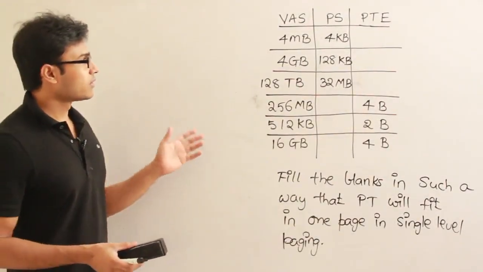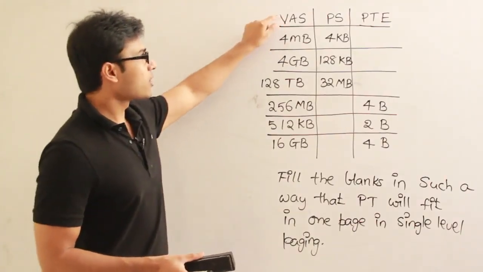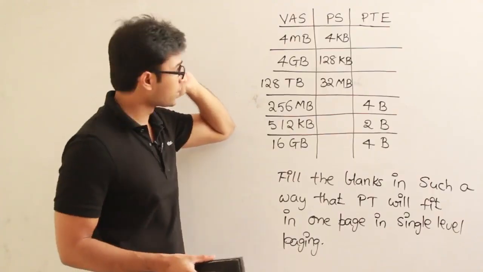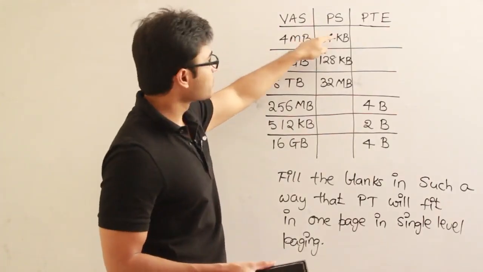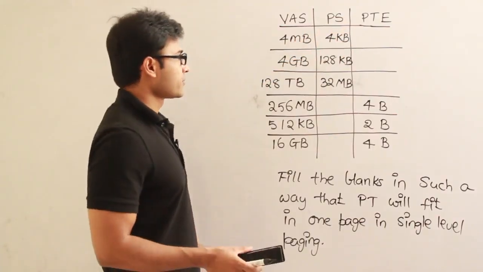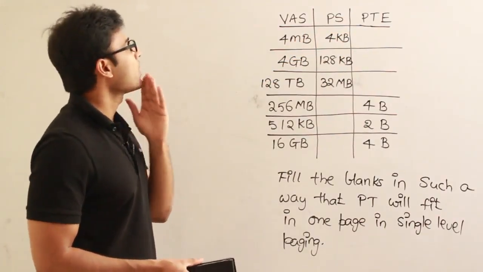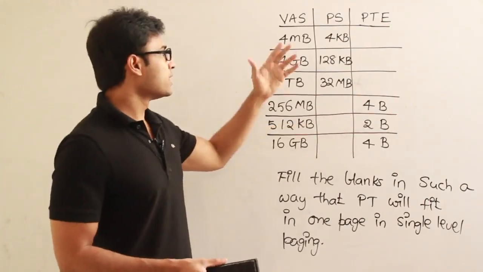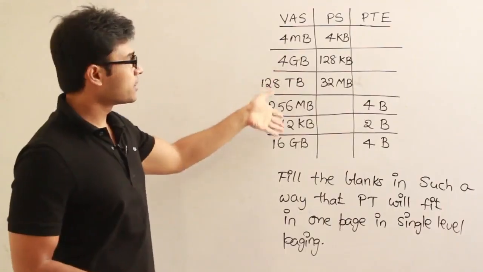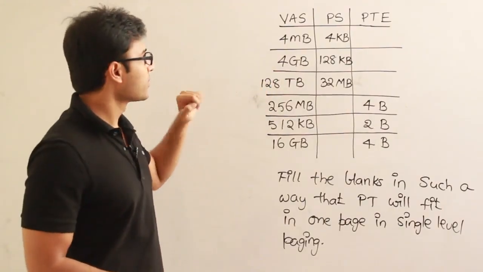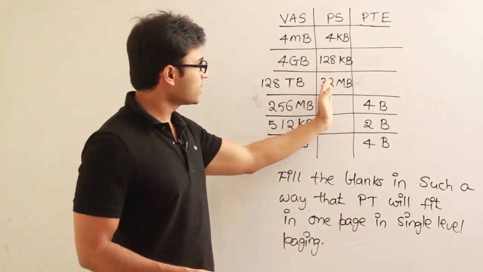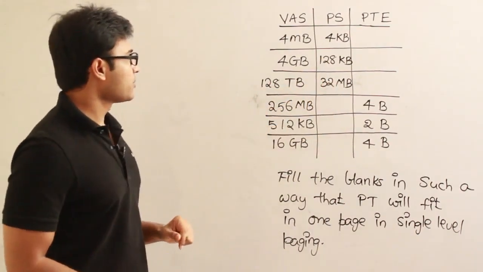Now the question is, they are giving you some parameters. One is virtual address space or logical address space, which means the size of the process. And next thing is page size. And next one is sometimes they are not giving the PTE, the page table entry, right? So now they are either missing this one or this one. Earlier we have seen that they have given the page size and the page table entry size and they missed the virtual address space, right? But in this question they are giving you the virtual address space and then they are missing either page size or page table entry size.